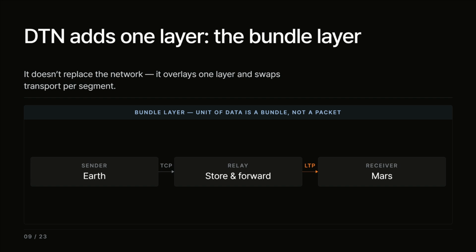And this flexibility allows DTN to operate across highly heterogeneous environments. The current standard for this architecture is Bundle Protocol version 7, so people usually call it BPv7. And one detail worth noticing is that the deep space segment often uses a transport protocol called LTP. So we're going to talk about why that protocol exists.